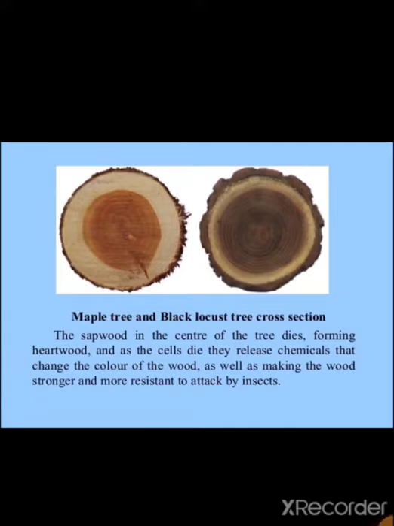In these two sections of plant stems, maple tree and black locust tree, the cross section easily shows in the center a darker area known as heartwood, and the lighter outer ring is sapwood. The sapwood in the center of the tree dies, forming heartwood, and as the cells die, they release chemicals that change the color of the wood, as well as making the wood stronger and more resistant to attack by insects. This is the major function of this progressive change.